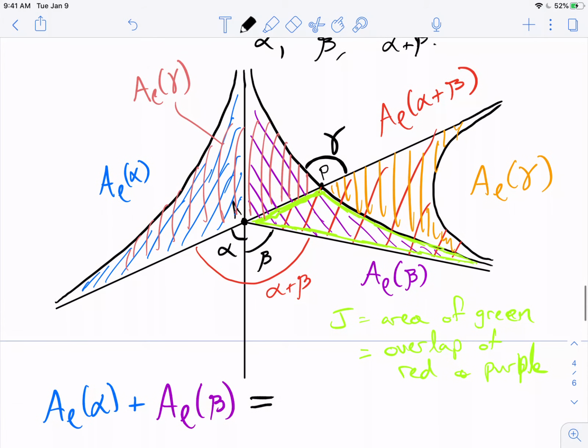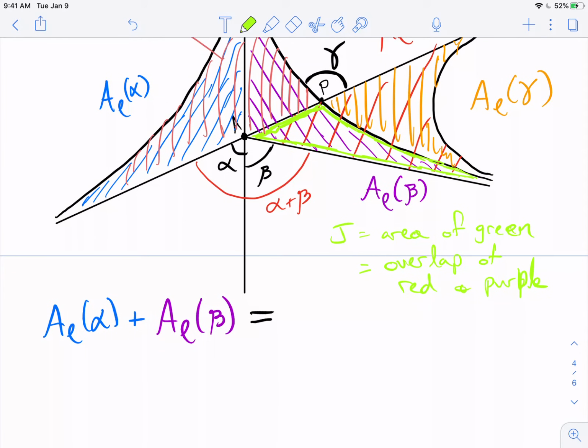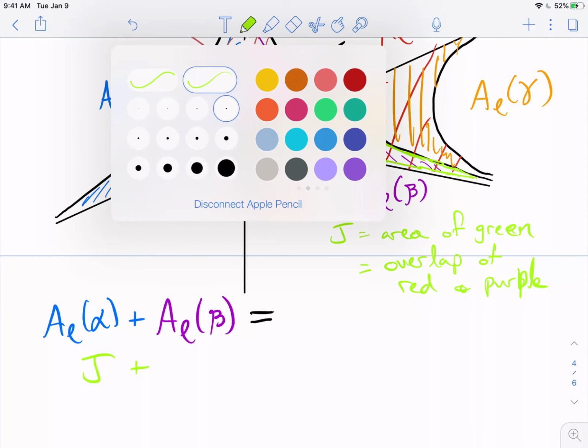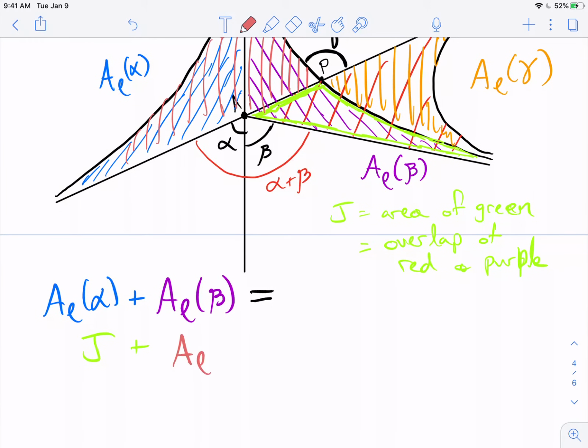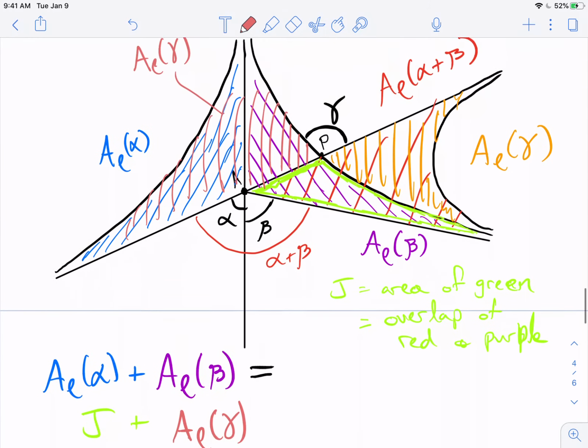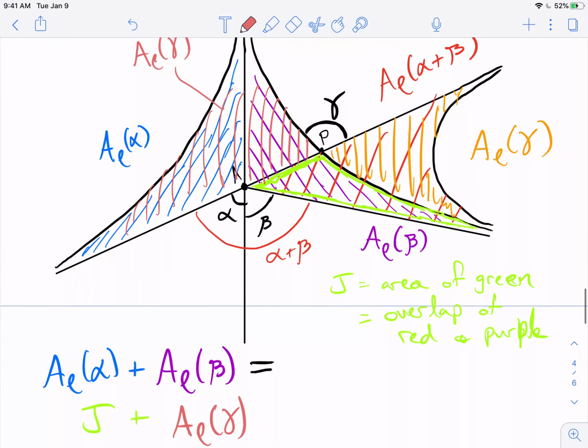Now just looking at the region enclosed by blue and purple, it's this part. There's another way of writing that. I could write it as the green plus this a rho of gamma on the left side. So just by looking at this picture, I see that that's equal to J plus this 2/3 ideal triangle gamma, just because they take up the same area.